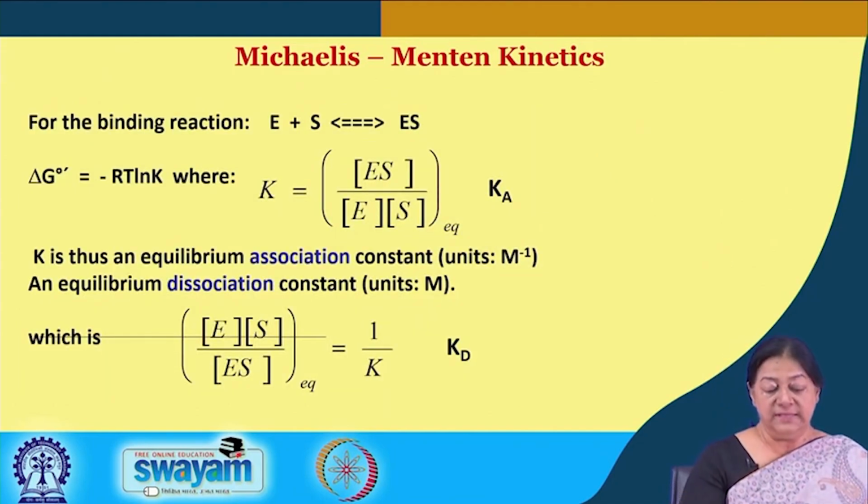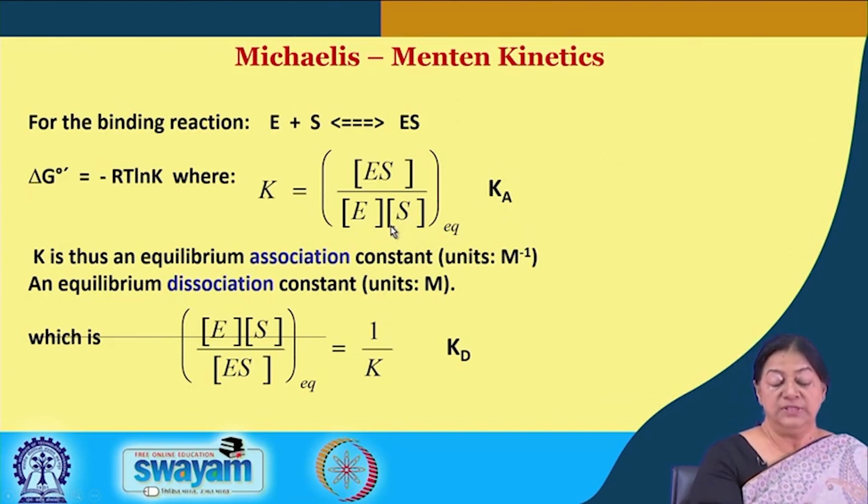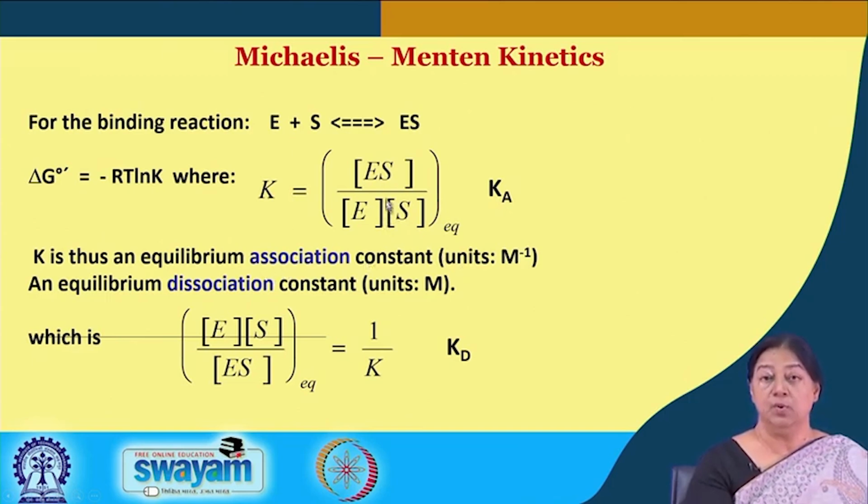So, we have the kinetics and we have certain terminologies here that we have to look at. If we look at this reaction, the pre-equilibrium reaction, the E plus S forming the ES complex, this is an equilibrium constant associated with the equilibrium concentration of the enzyme substrate complex, the E and the S. This is what is called an association constant. So, it is an equilibrium association constant and we can see that the units here are mole inverse.